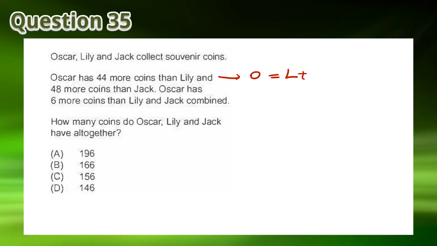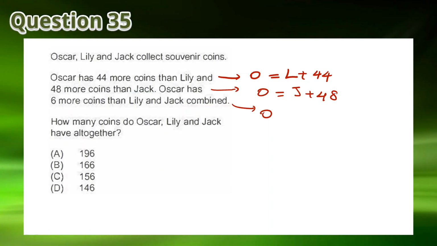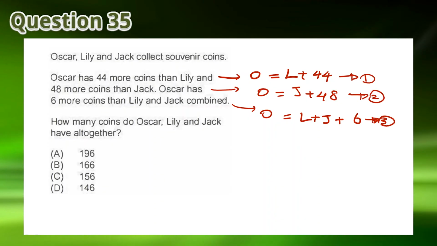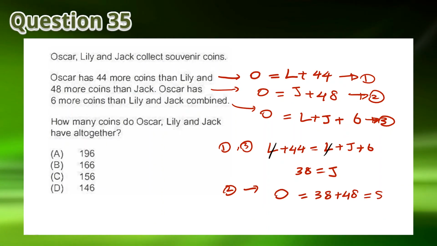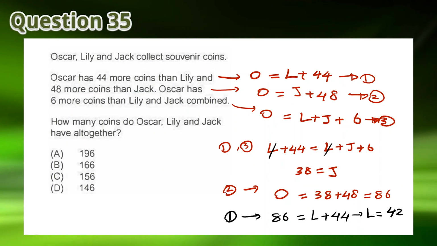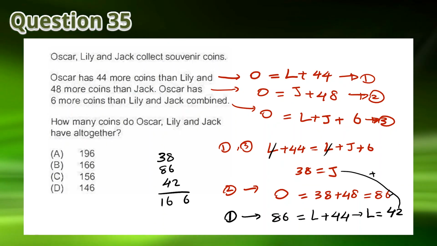From the information given, we can make 3 equations. Solving the first and third equation, we get that Jack has 38 coins. Substituting this into the second equation, we get that Oscar has 86 coins. Substituting this into the first equation, we get that Lily has 42 coins. Now we must add this up to get a total of 166 coins, so the answer is B.